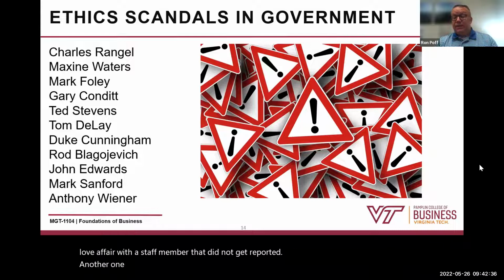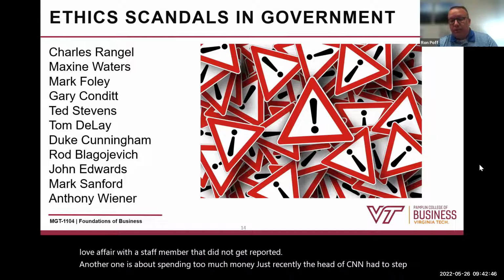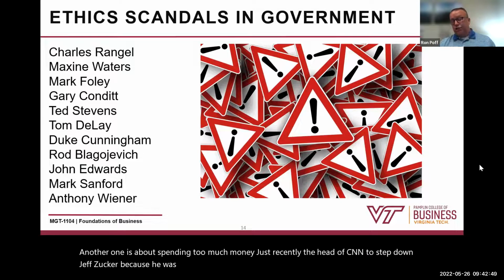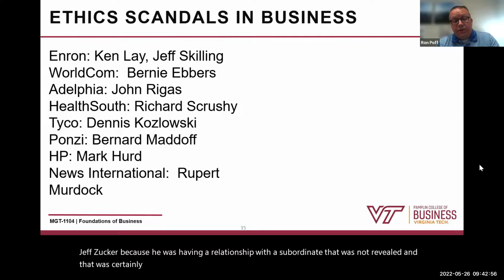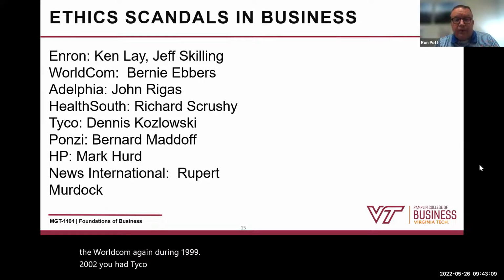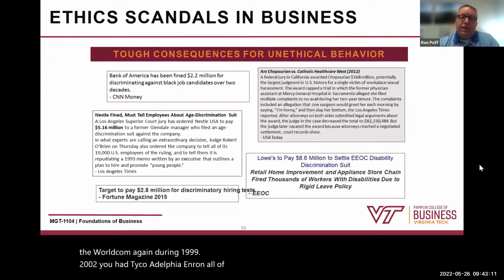Another one is about spending too much money. Just recently, the head of CNN, Jeff Zucker, had to step down because he was having a relationship with a subordinate that was not revealed. And that was certainly an ethics issue. You can see all the different situations within business. Again, there's WorldCom. During 1999 to 2002, you had Tyco, Adelphia, Enron. All of these were part of that.